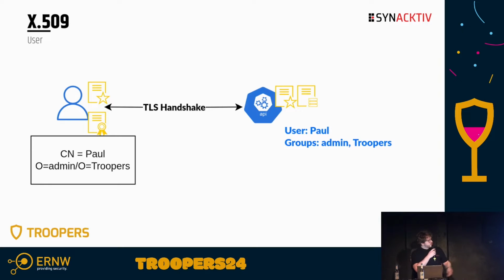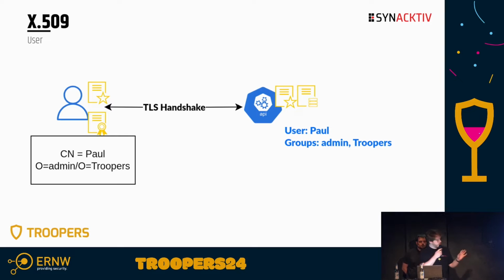So how do you authenticate with an X509 certificate? Firstly, you will have a client certificate that will be signed by the cluster certificate authority, and you will present it to the API server. The API server will also have a serving certificate, which is also signed by this certificate authority. And so each end of the communication will verify the other end's certificate.